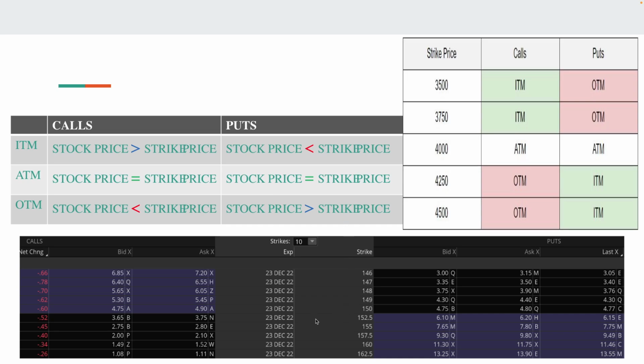In Thinkorswim, we actually highlight what's in the money and what's out of the money. What's in purple is in the money, and so these puts here are in the money, and these calls are in the money. And then not highlighted in black are out of the money. So these down here are out of the money calls, and these are out of the money puts. Similar to this generalization up here.